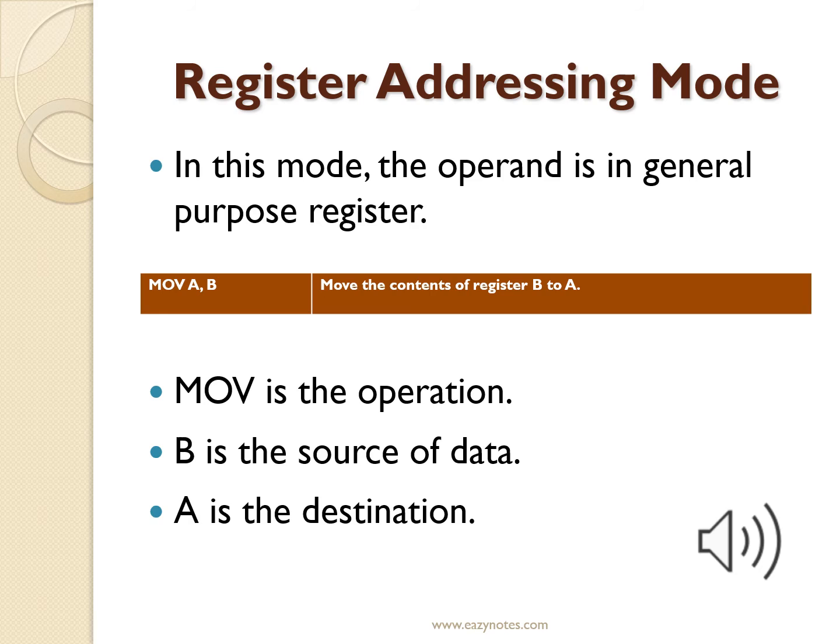Register addressing mode. In register addressing mode, the data to be operated is available inside the register and the register is the operand. Therefore, the operation is performed with various registers of the microprocessor. In this mode, the operand is in general purpose register. Example, MOV A, B, that is, move the contents of register B to A. Here, move is the operation, B is the source of data, and A is the destination.